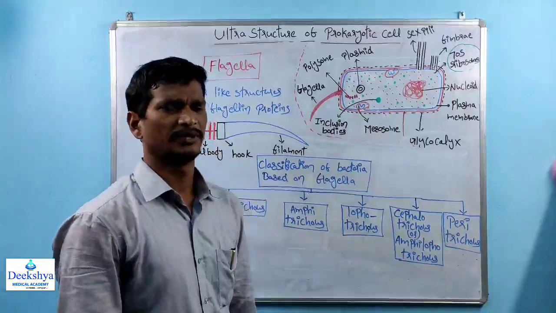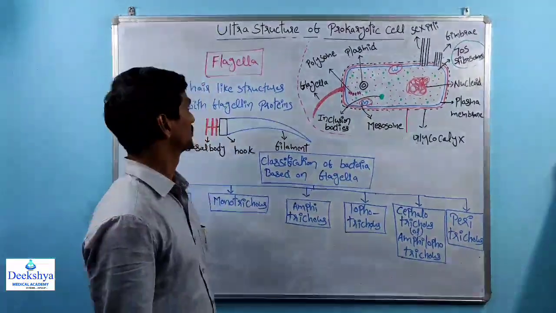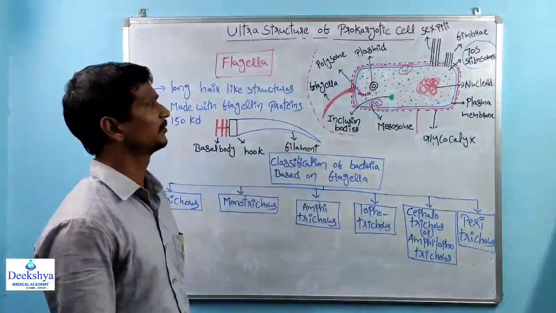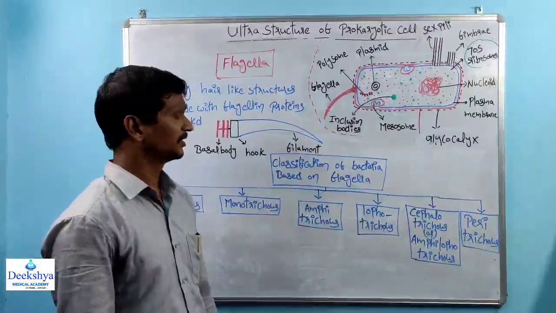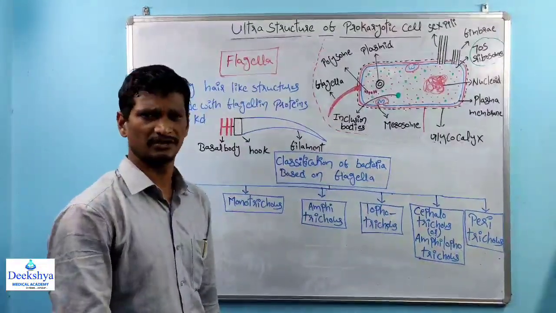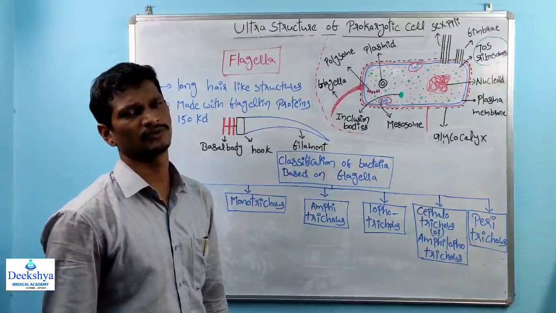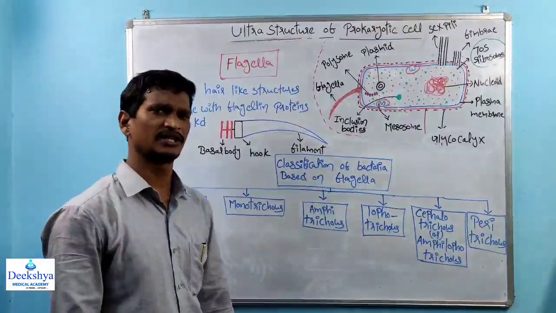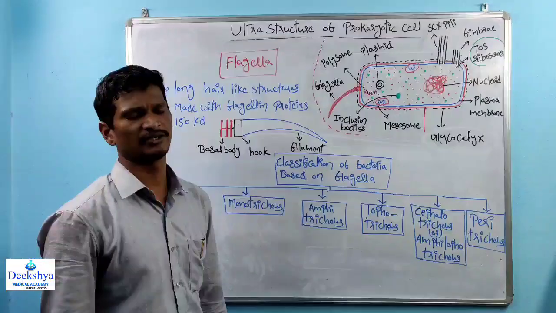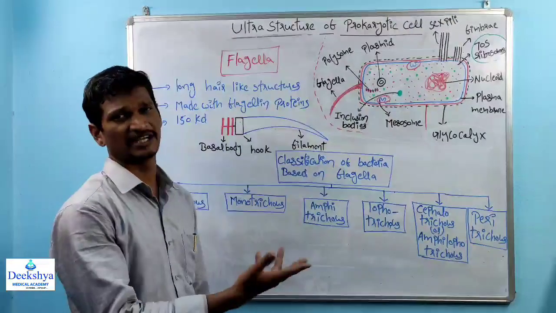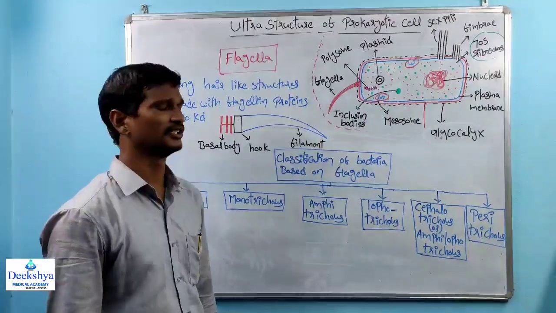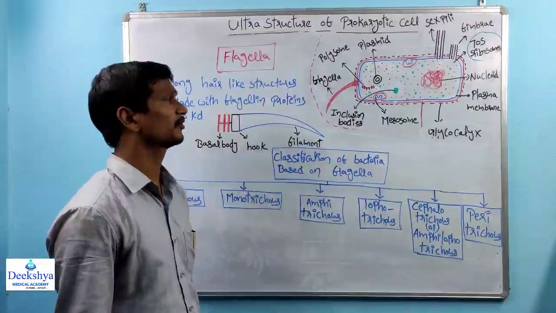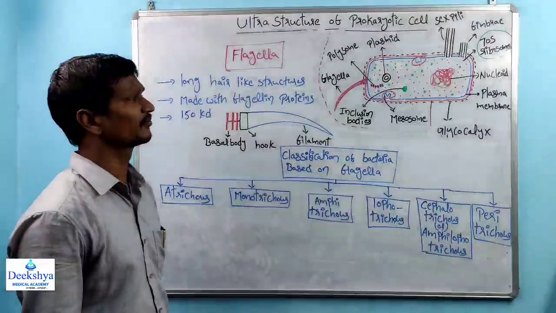After discussion about the pili, we have to discuss the flagella. This is the last part within the cell appendages. Remember, pili are not involved in locomotion of the bacteria. One type of pili is involved in attachment, the other is involved in the transfer of plasmid DNA, right? That is called the conjugation process. And coming to the next one, that is flagella.